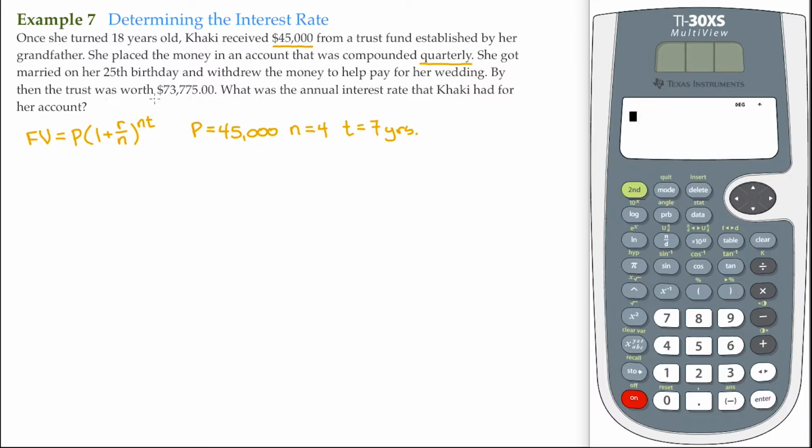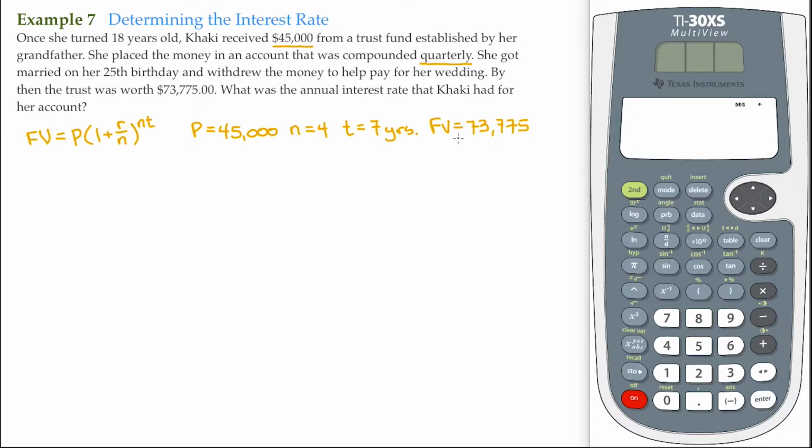By then, the trust was worth $73,775. So here's our initial point. Here's our ending point. So her future value, $73,775. And of course, what we need to find is R, the interest rate. We're going to be solving for R.